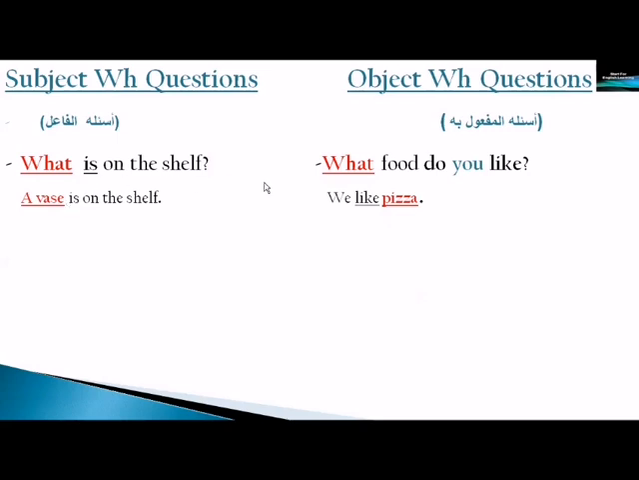No inversion. While what food do you like? Here, what asks for the object. We have inversion. Do you like? We like pizza. Pizza is the object. So we use inversion with all WH questions, except for the questions that ask for the subject. With the subject WH questions, no inversion, okay?